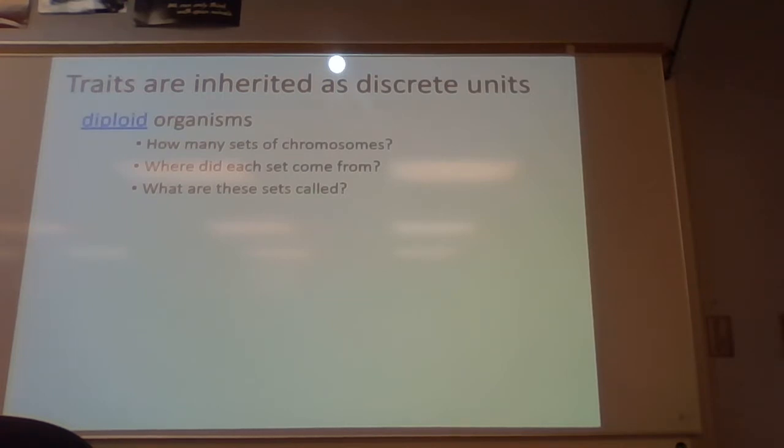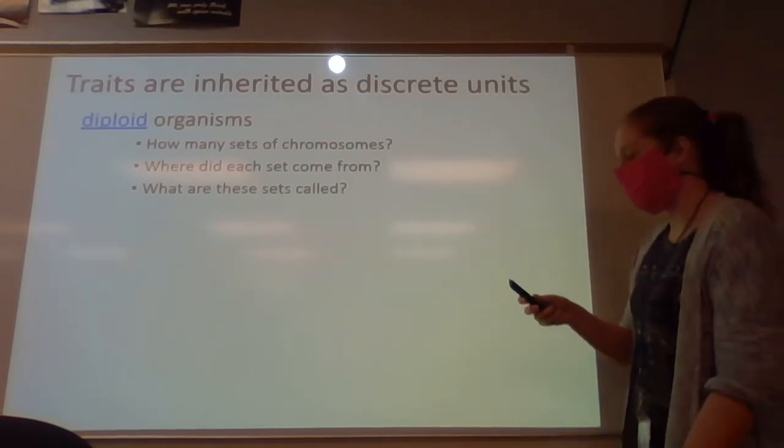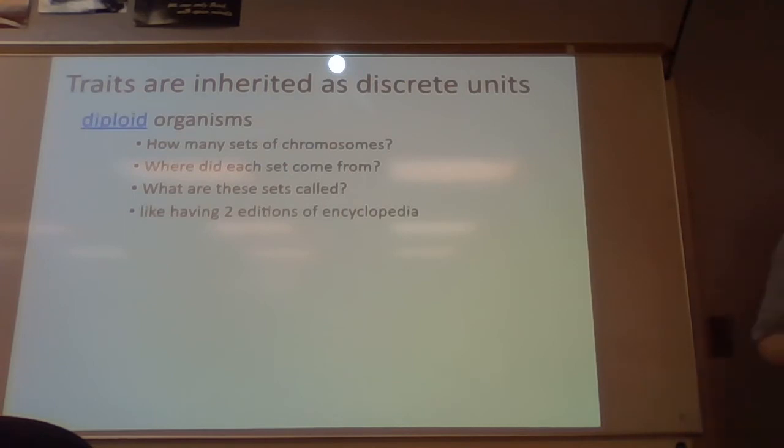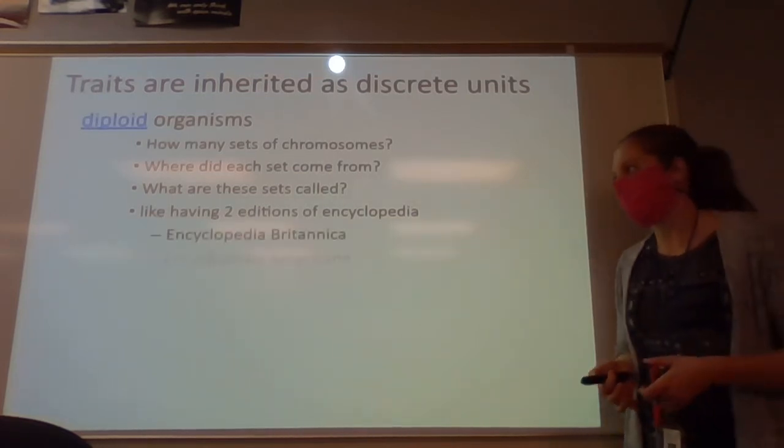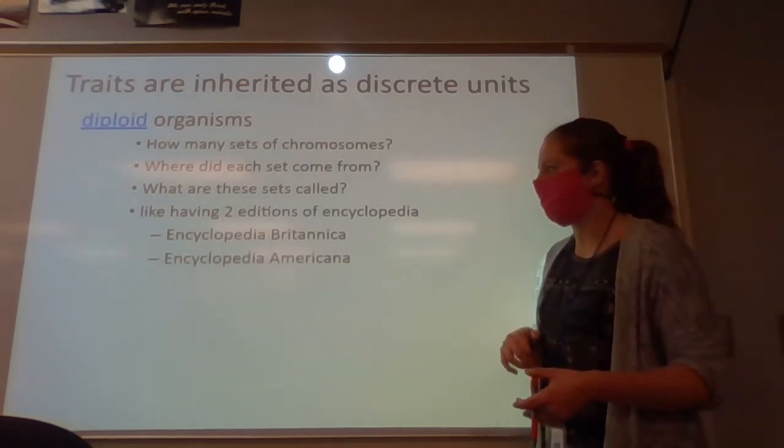This is basically the do now over again, right? So we're diploid, which means that we have two sets of chromosomes. One came from mom, the other one came from dad. We call those homologous chromosomes, right? So it's kind of like having two editions of information, one from mom, one from dad. They're going to be similar, but they're going to have slight differences. So you can compare them to two different encyclopedias here.